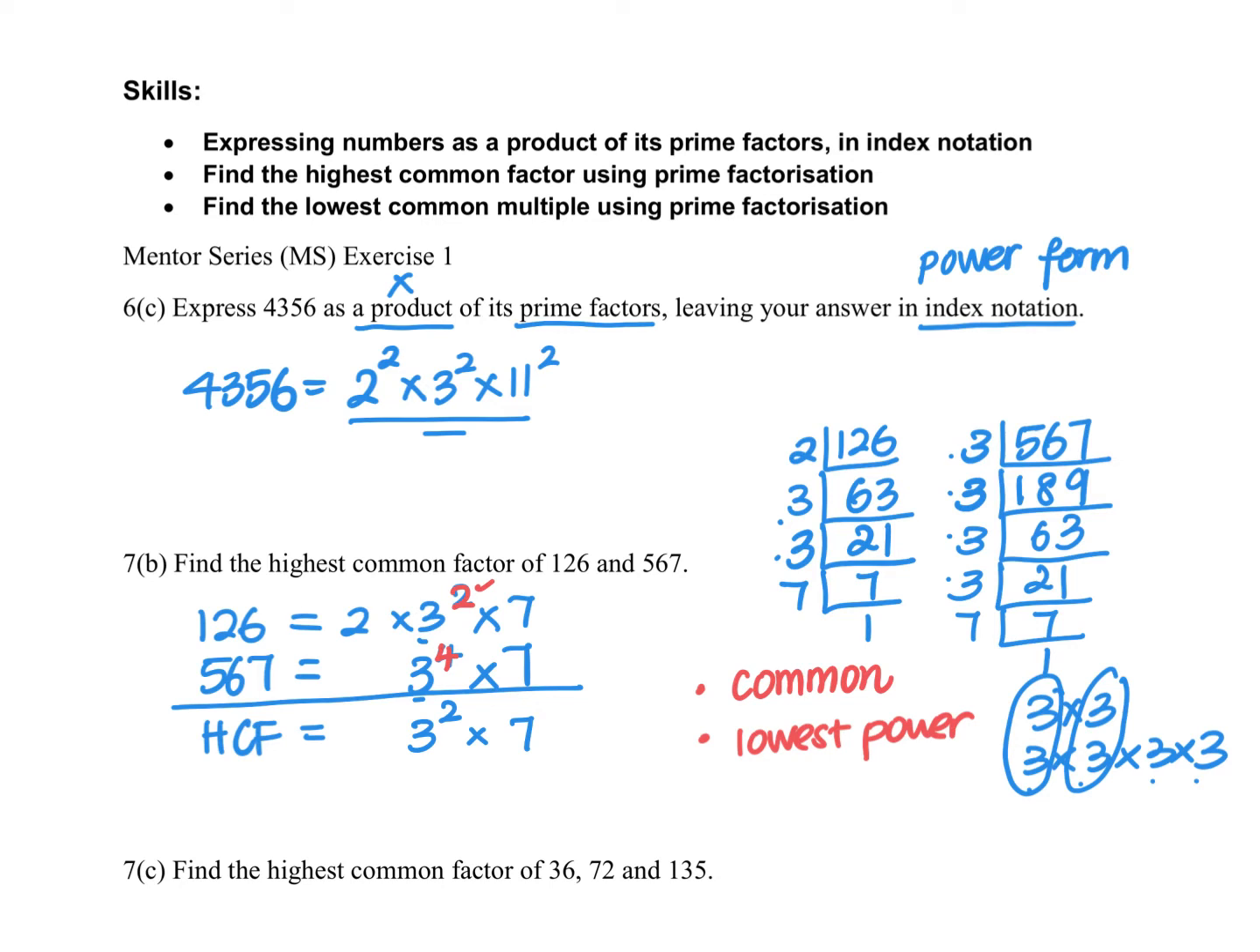Okay, next one, this is 7 and 7, so it's the only one common set of factors, so that would be 7. Now the question says find the highest common factor. They did not say leave your answer in index notation, so I'm not supposed to leave the answer this way. I will have to change it to 3 squared times 7, which is 9 times 7. That will give me the number 63.